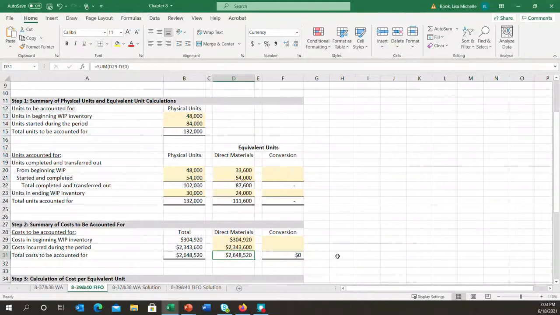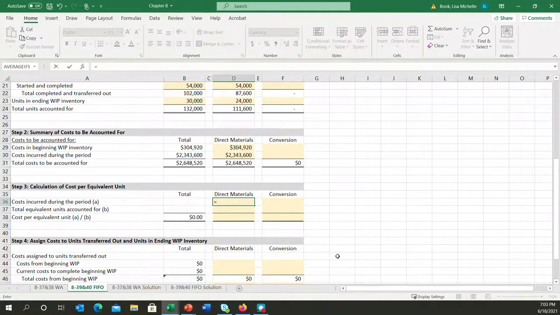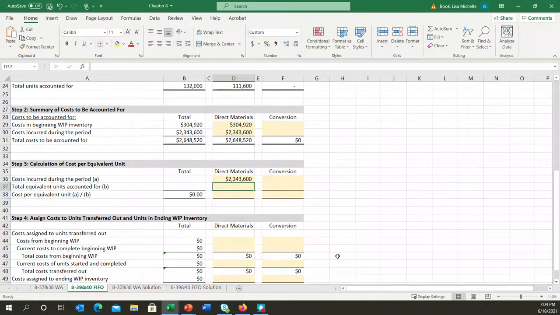Again, this step is no different than weighted average. My next step of calculating cost per equivalent unit is different under FIFO, again, because I'm layering things and separating things out. Instead of under weighted average, we went up and listed the whole entire cost that we needed to account for and divided that by equivalent units. But we're just going to isolate for FIFO the cost incurred during the period, the additional cost added in. We're separating that out. So we're just listing $2,343,600. Again, cost added in during the period.